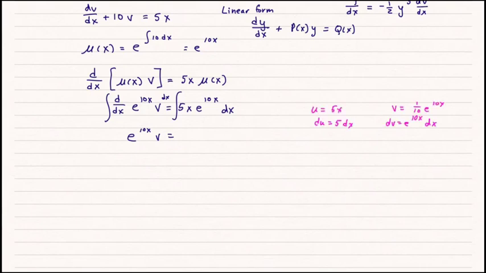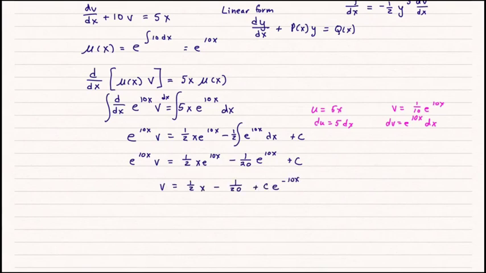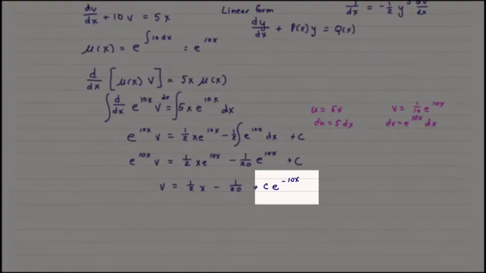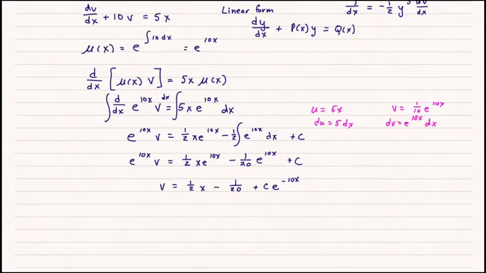And when I go ahead and do that, I get it down to this form, and now I'll do my last integration. Alright, so now what I need to do is divide both sides out by that e to the 10x, so I get v by itself, and this is what I get my v down to. And remember, although we can roll constants together, the e to the negative 10x is not a constant, so we have to leave the c out front. We can't just replace that with another constant.